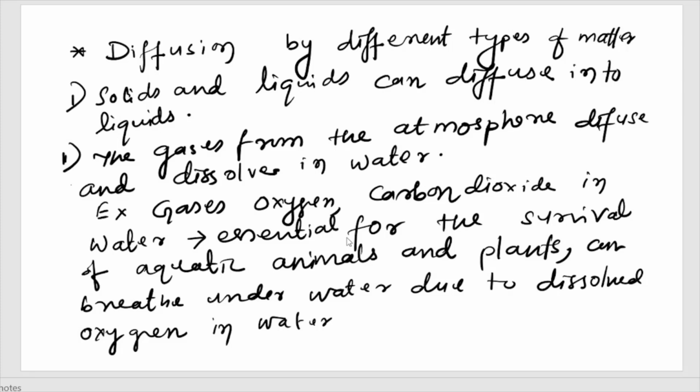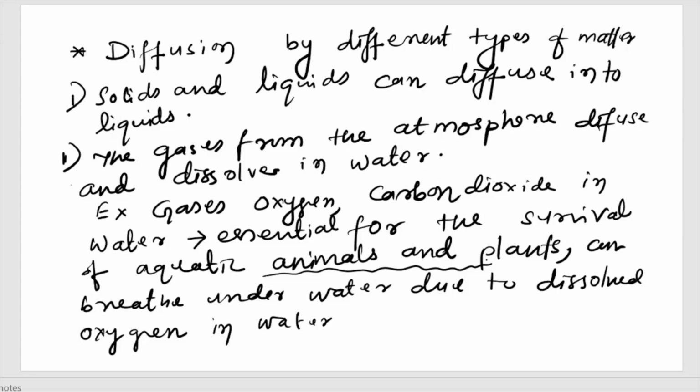All are present in the atmosphere, and they diffuse and dissolve in water. Ammonia can dissolve, oxygen can dissolve, carbon dioxide can dissolve. So many gases dissolve in water, and that is called diffusion, because intermixing takes place. Oxygen and carbon dioxide are put in water, and they are essential for the survival of aquatic animals and plants. Carbon dioxide is very essential for the plants, and dissolved oxygen is also very important. Aquatic life can breathe underwater due to dissolved oxygen.